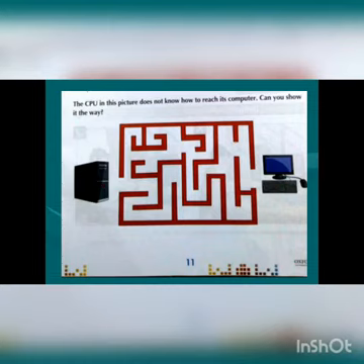What did you see? The CPU in this picture doesn't know how to reach its computer. Would you please show it the way? By using pencil, you can make a way by following open paths to CPU. Yes, you have done it. CPU says thank you, dear children.